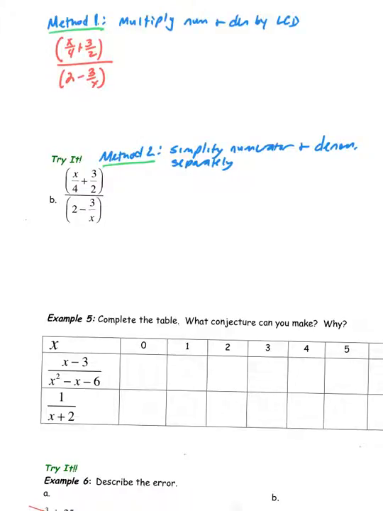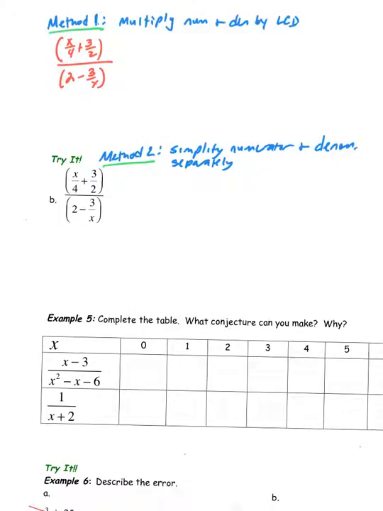This is the solution to number 4b from notes P.5 and P.6. It's an extra example of how to simplify a complex fraction. We're going to try to solve this problem in two ways. Method one is we're going to multiply the numerator and denominator by the least common denominator of all the denominators. The second method is we're going to simplify the numerator and denominator separately.